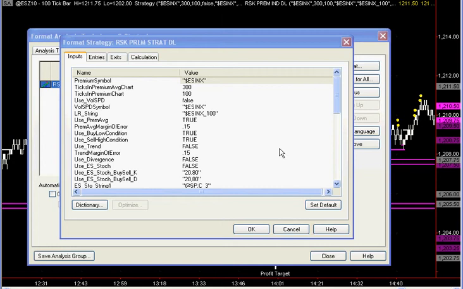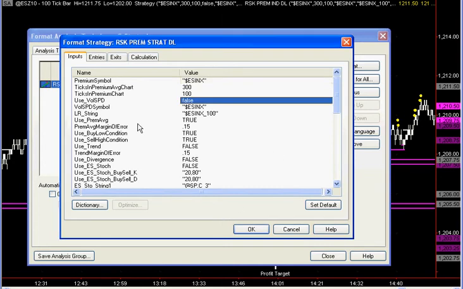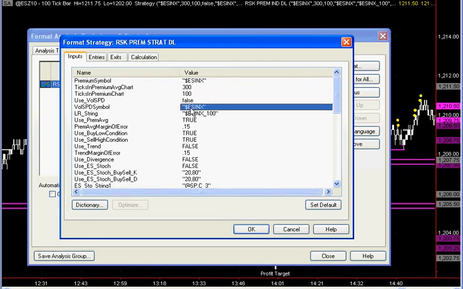One way to reduce the number of trades is by adding a volume filter. The volume filter that I personally like is the tick of the US exchange. That symbol is TIK-US.